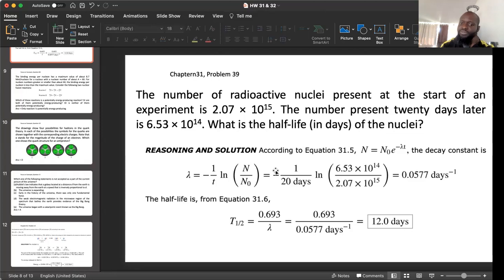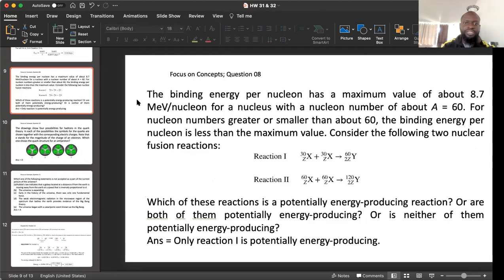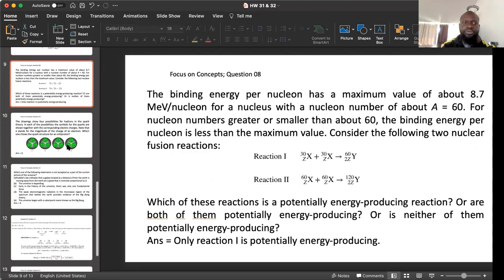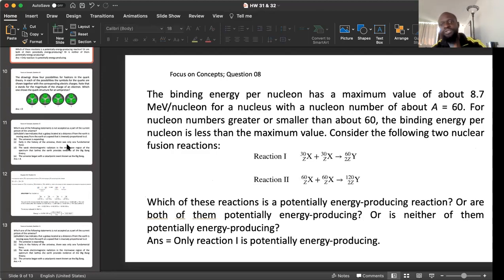Sometimes it's negative, and then you multiply by the negative here, it makes it positive. Okay. Next one is focus on concept question 08, and it says the binding energy per nucleon has a maximum value of about 8.7 mega electron volt per nucleon for a nucleus with a nuclear number of about A equals 60. So for nuclear numbers greater or smaller than 60, the binding energy is less than this maximum value.